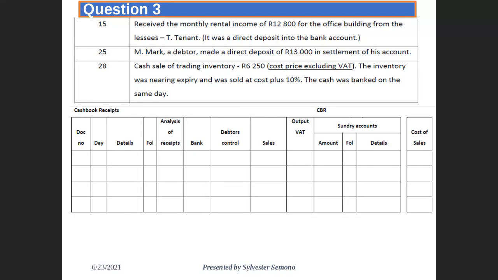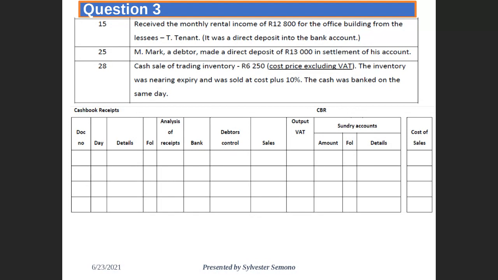If you can check here on the 15th, this is the CBR, as you can see here. So these transactions are going to the CBR like we said. On the 15th, we received income. I don't have a source document. If I had a source document, I'd start recording under document number, but they didn't give me the source document.